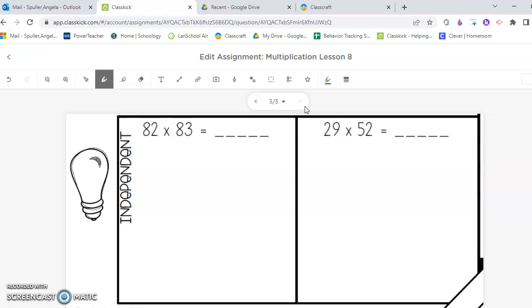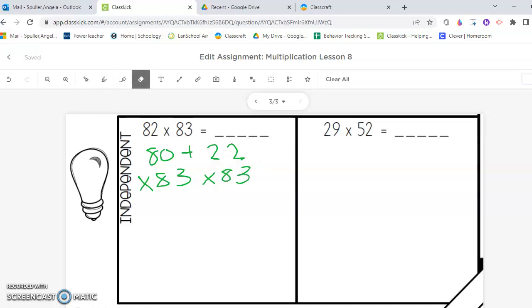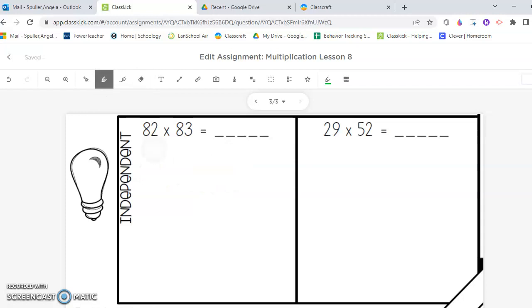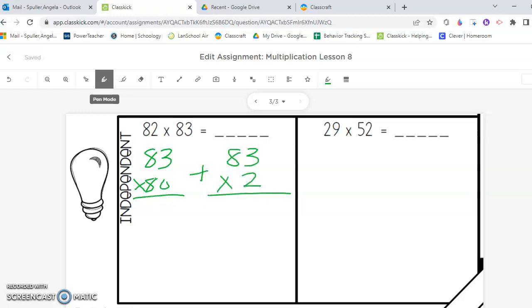All right, for the first one, I'm just going to break the first apart. So I'm going to say 80 plus 2, okay? Times 83. And I shouldn't have said 22, but times 2, sorry. Whew, long morning already. So, actually, I'm going to flip these around to make it easier on me. I'm going to say 83 times 80 plus 83 times the 2. There we go. That'll make a little bit more sense.